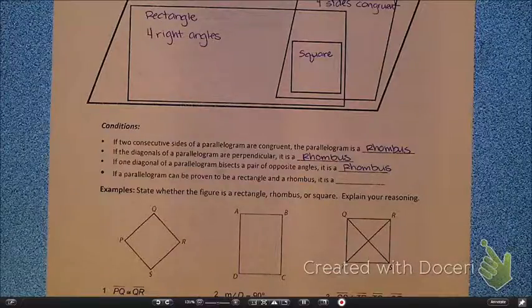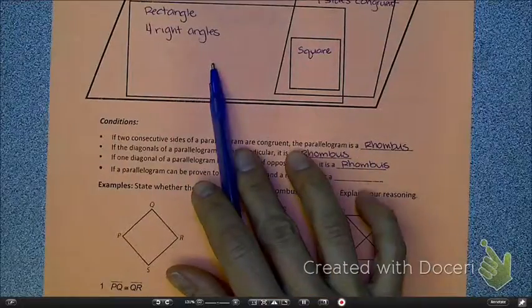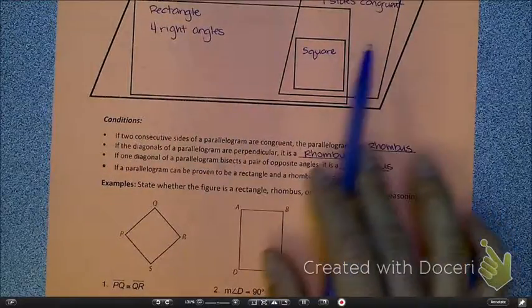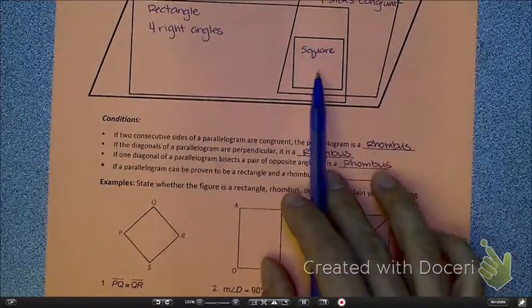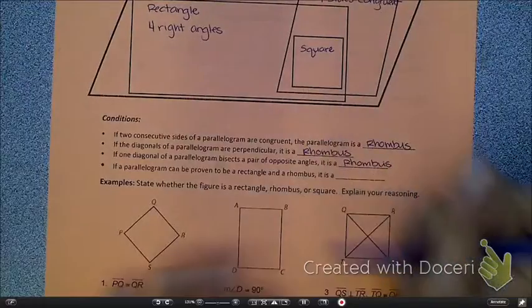All right, and then last here, if a parallelogram can be proven to be a rectangle and a rhombus, then it is a blank. Well, if it's a rectangle and it's a rhombus, then where those overlap, it is actually a square.